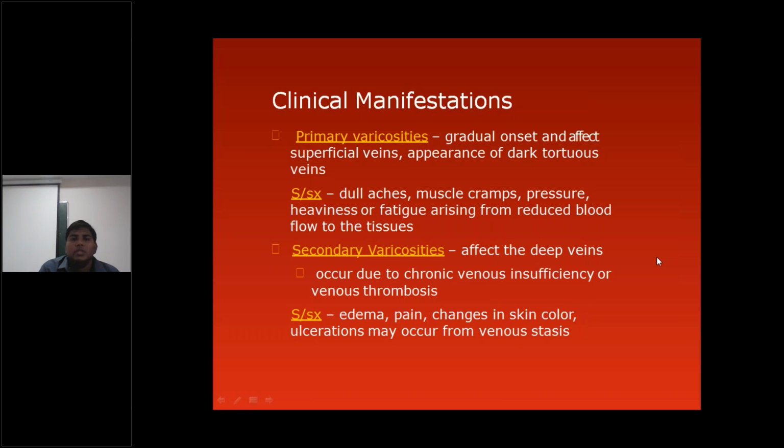So the primary manifestations include superficial veins which are dilated and tortuous, and signs and symptoms include dull, aching pain in case of prolonged standing. So the patient typically complains of pain at the end of the day. These are commonly seen in rickshaw pullers and people whose work involves prolonged standing. There is heaviness and fatigue because of reduced blood flow to the tissues. Secondary varicosities affect the deep veins due to chronic venous insufficiency or thrombosis.